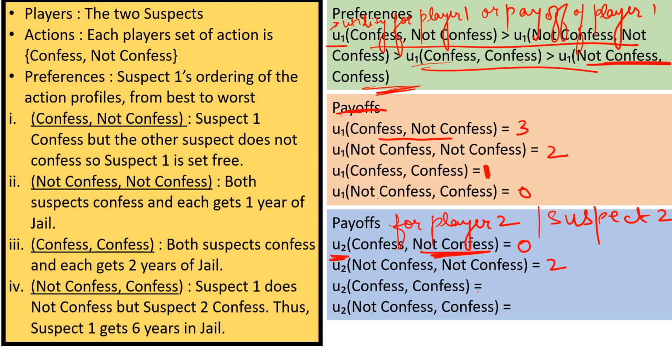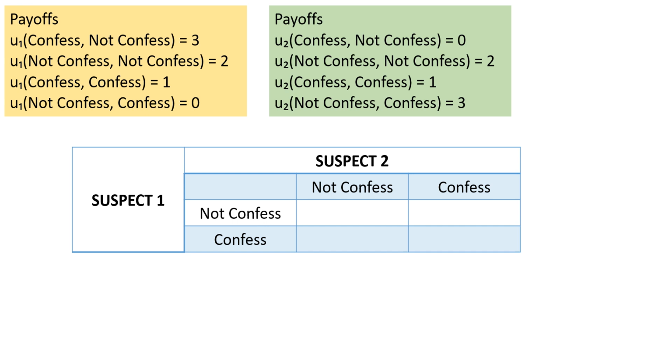Similarly, both confess will be 1, and not confess and confess, that is, I confess but the other player does not confess, so obviously I'll be set free. That will give me the highest utility of 3. These payoffs are parallel to these payoffs, right? These are along similar lines. So now I have simply written down these payoffs. After getting these payoffs, we know how to construct a payoff matrix. This is our payoff matrix.